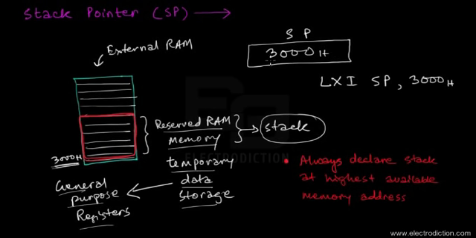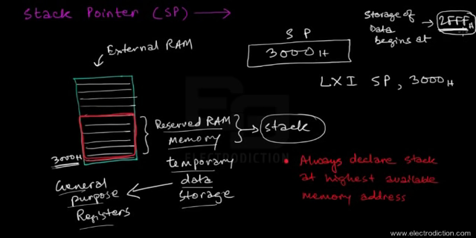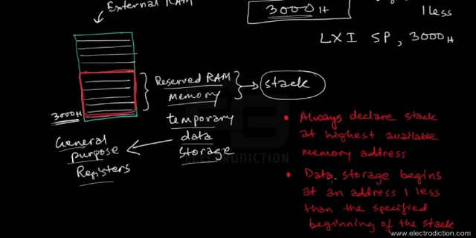Now the stack pointer register is storing the memory location 3000H, so we have just defined the beginning of the stack. The storage of the data bytes, the data that you want to load in the stack, begins at the address 2FFFH. Note that this memory address is one less than the memory address loaded in the stack pointer register. So we can conclude that the data storage begins at an address one less than the specified beginning of the stack area. This is what you need to keep in mind.